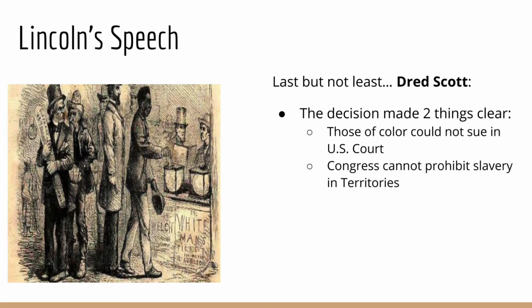Lastly, and most importantly, Lincoln discussed Dred Scott and the court's decision. Lincoln said that the decision from the court made 2 things clear. 1. People of color could not sue in the U.S. court, and if they did, they would have no chance of winning. As soon as the court ruled in favor of Sanford, all hope for people wishing for emancipation was lost. 2. Congress could not prohibit slavery in territories. Congress gave their power to the Supreme Court as soon as Taney let the court rule in the way they did.